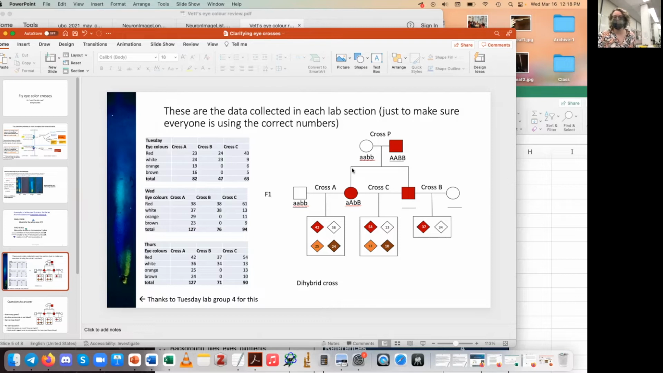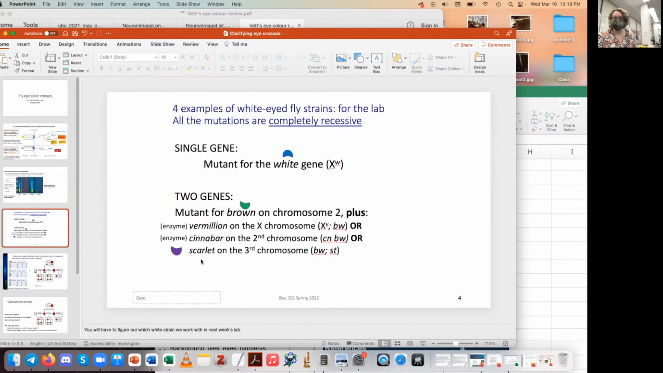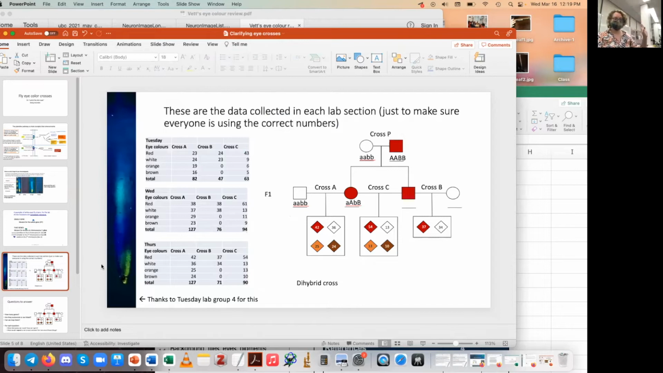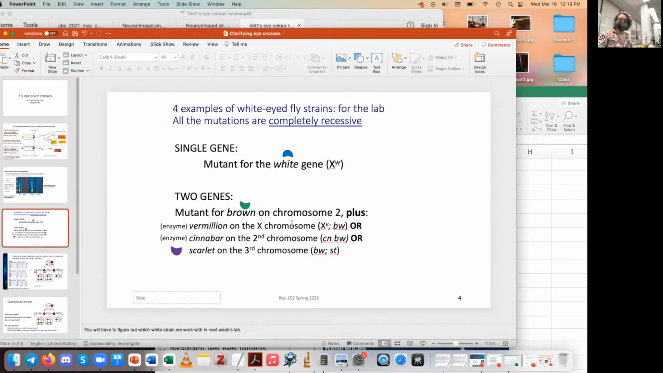But as you're looking at the segregation patterns, remember that these things map onto these candidate genes. Okay, so we've already decided this is autosomal, yeah? So let's come to here. That means we can already rule out vermilion.